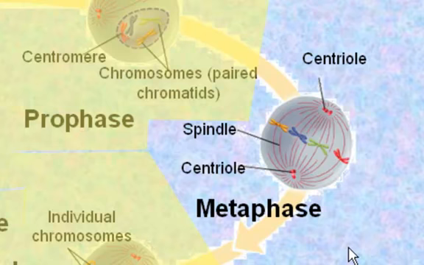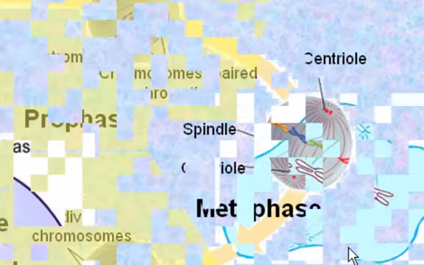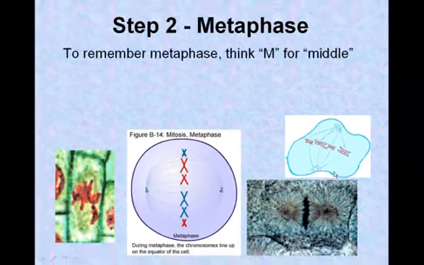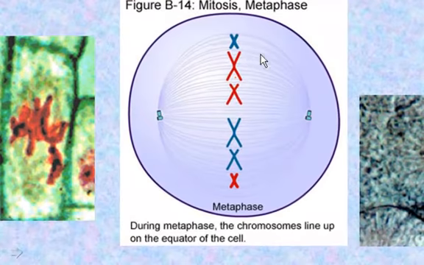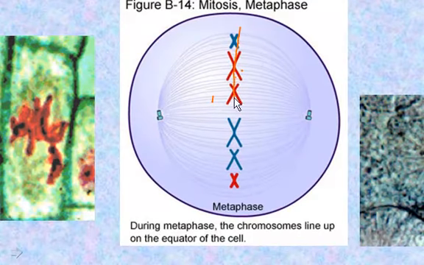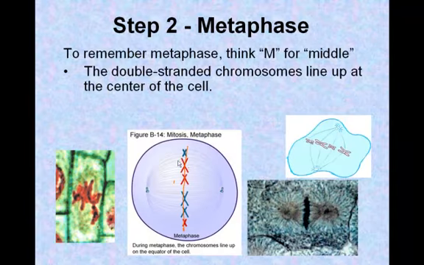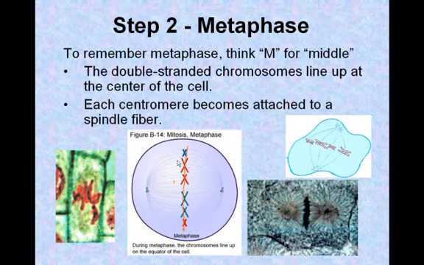Now, PMAT. We did P, now we're going to do M, which is metaphase. When you think metaphase, think M for middle, because what's happening is that the chromosomes are lining up down the middle of the cell. So the chromosomes line up at the middle of the cell, so it starts looking like a row of X's, and each centromere gets attached to a spindle fiber.